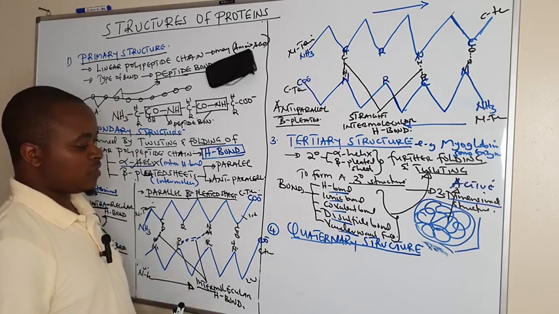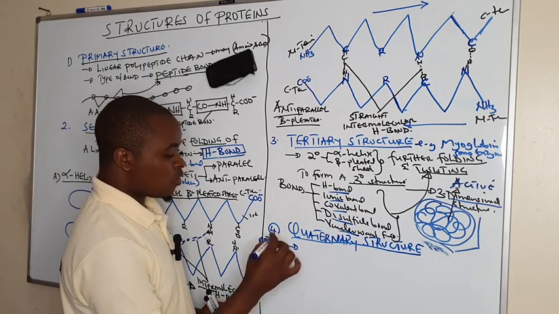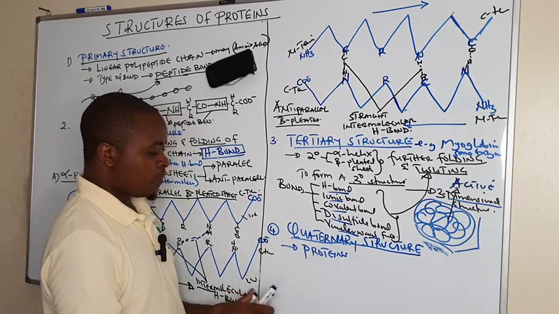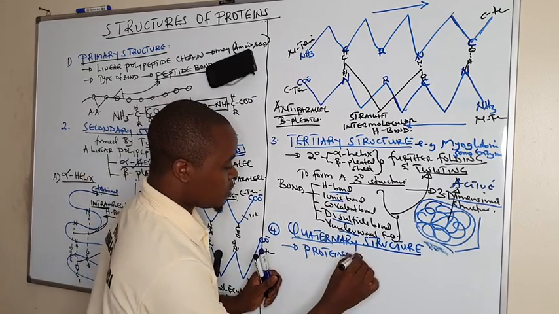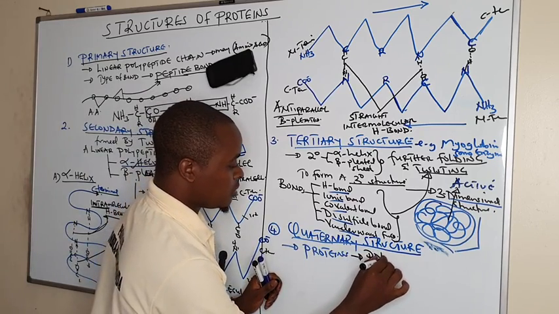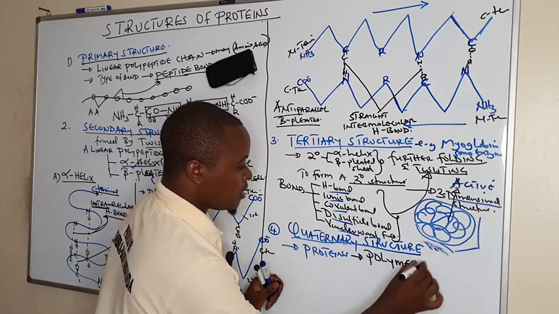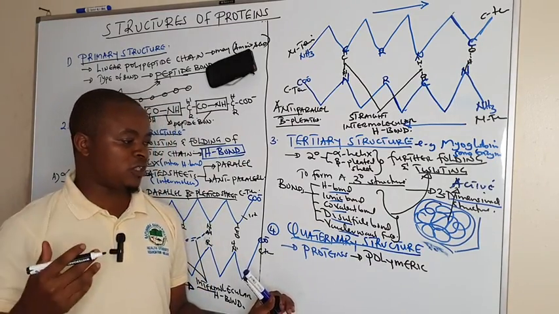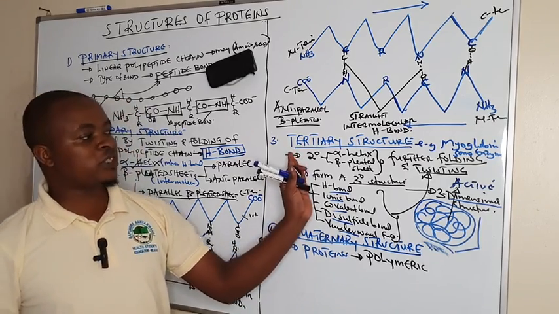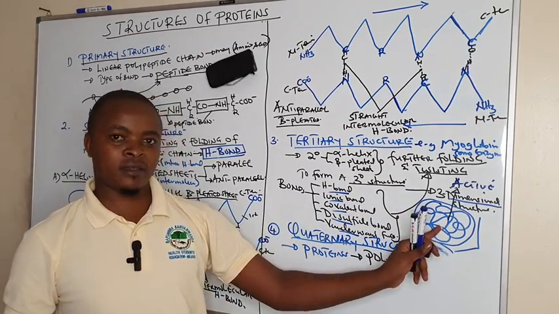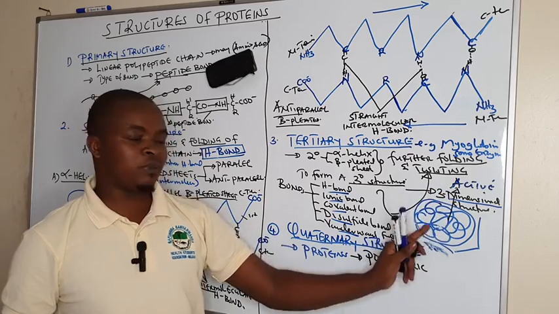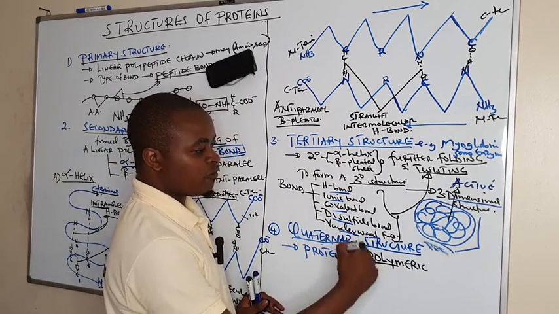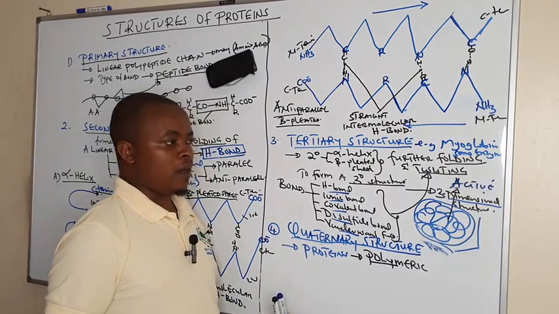Under quaternary structure, this occurs in proteins which are polymeric. These proteins which have quaternary structure must be polymeric. They have to have different polymers or different polypeptide chains, because the tertiary structure is formed by a monomeric, monomeric meaning it has one polypeptide chain. But these quaternary structures are poly, meaning they have more than one polymer.